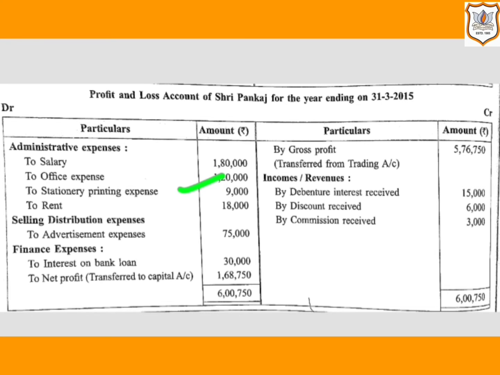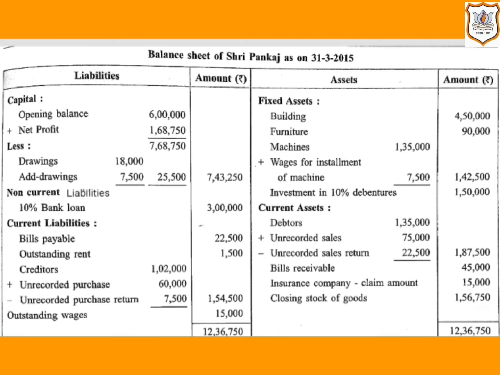Then we have machinery. Machinery is a fixed asset, so we will show it in the asset side under the heading fixed asset. Amount is rupees 1,35,000. We will show it in the inner column because we have adjustment regarding this.